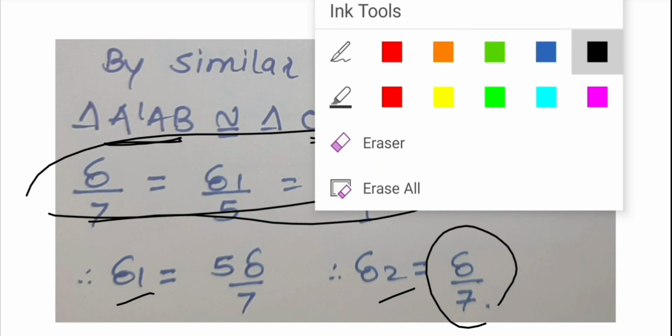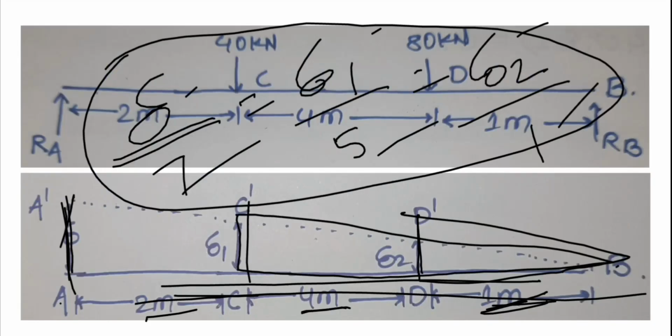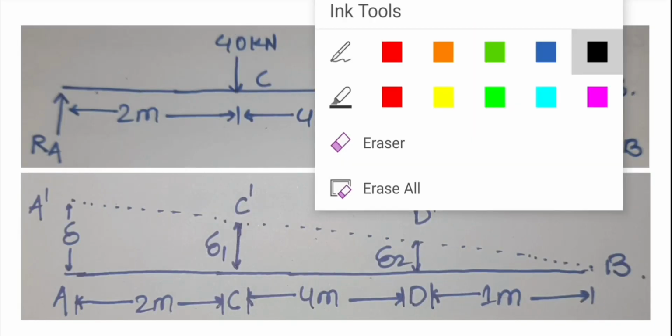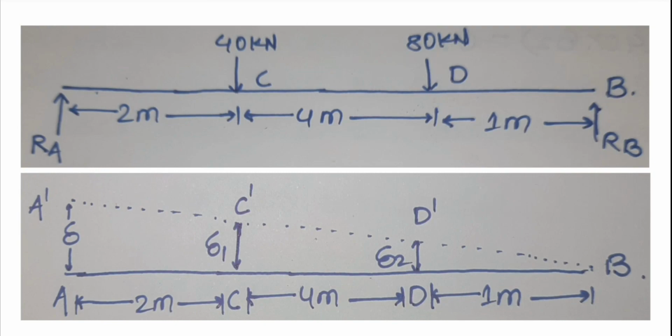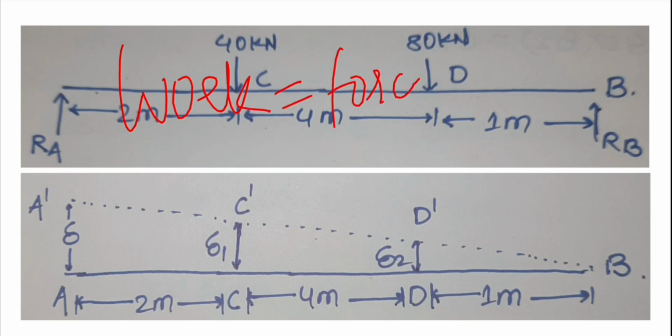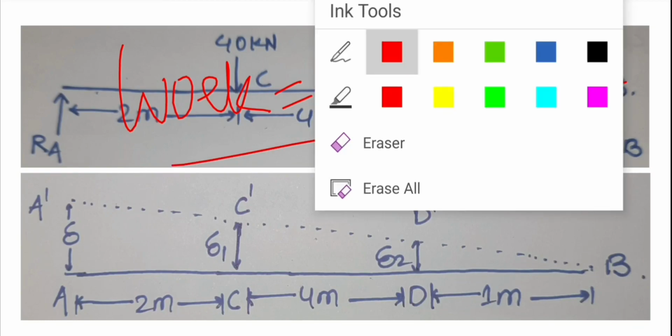We get this. Okay. So moving further, now we will write the virtual work done equation, not the equilibrium equation. So what will be the virtual work done equation? First of all, we know that work is equal to force into displacement. This is the standard formula. So using this formula, we are going to write the equation.